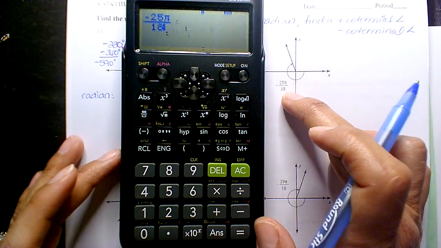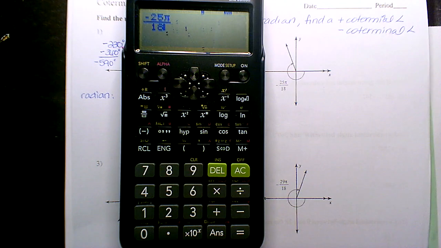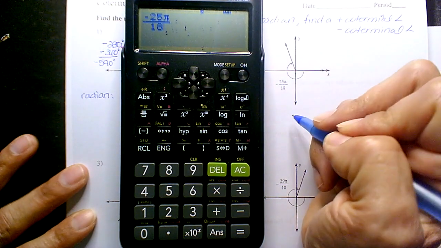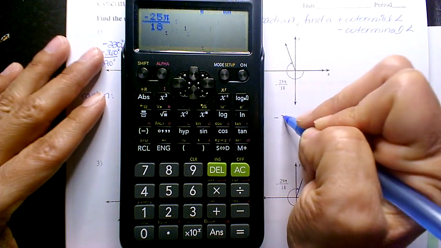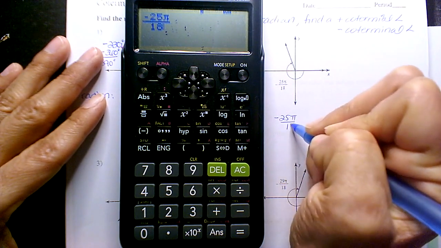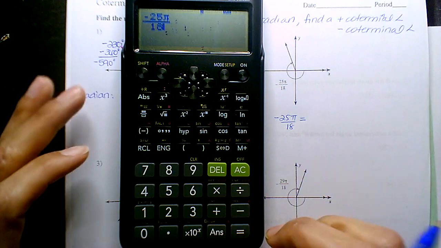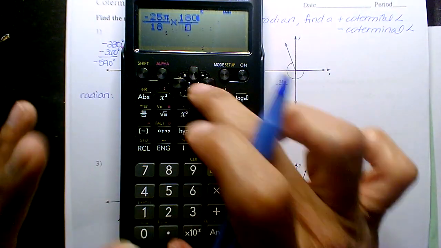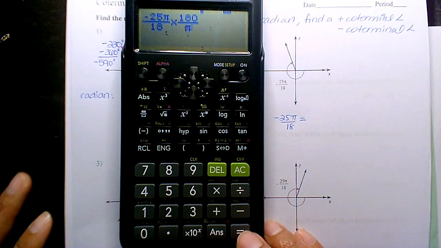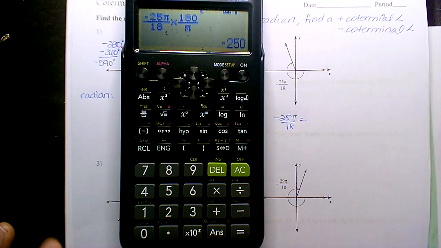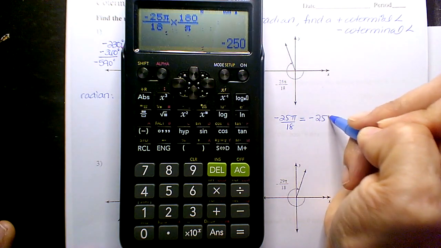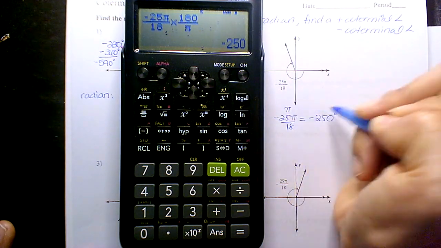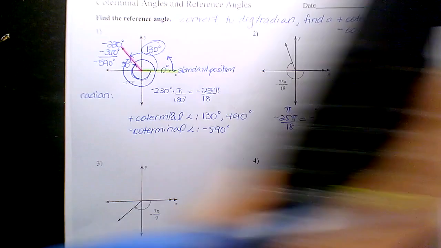Right? Negative 25 pi over 18. All right, we have to convert it. So get that conversion to degrees. So negative 25 pi over 18 times 180 over pi is equal to negative 250 degrees. So this is radians, this is degrees, right?